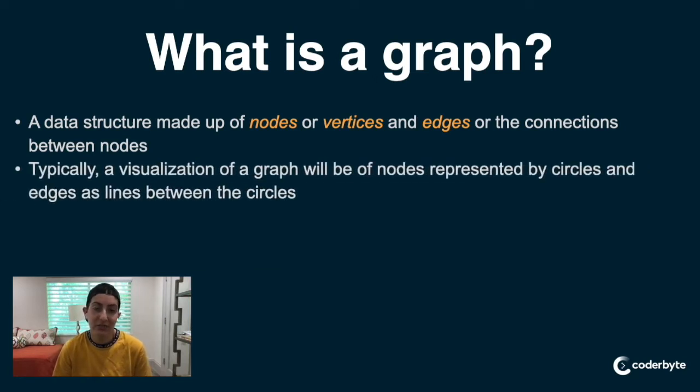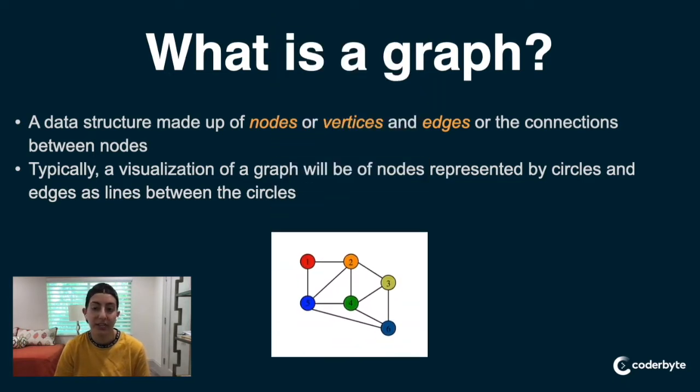Typically, a visualization of a graph will be of nodes as circles with their values inside them and the edges or connections between them represented by lines. I think we've all seen something similar to this. The nodes here would be 1, 2, 3, 4, 5, and 6, indicated by the circles, and the connections between them being the lines. So as you can see, between nodes 1 and 2, there's a connection, and 1 and 5, but there's no direct connection between nodes 1 and 4.